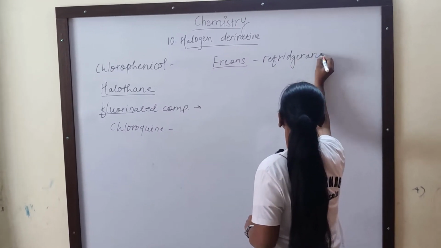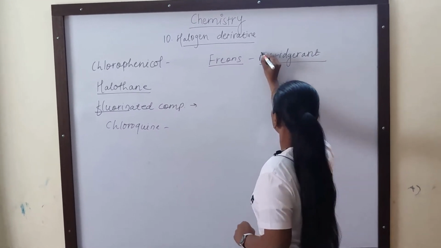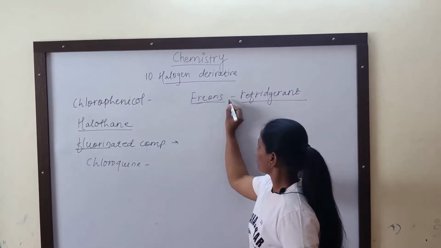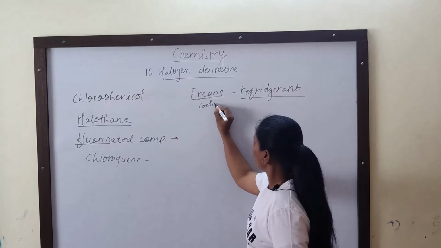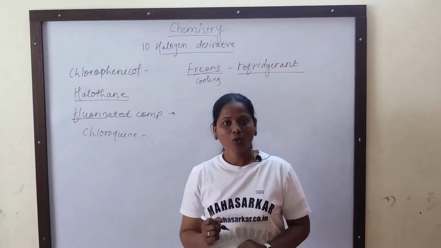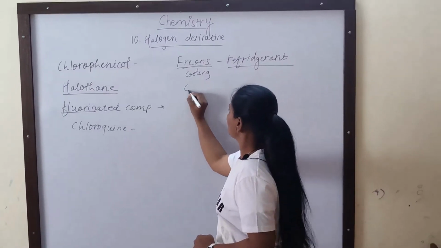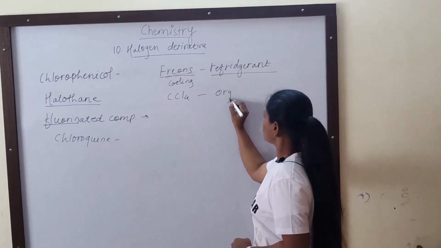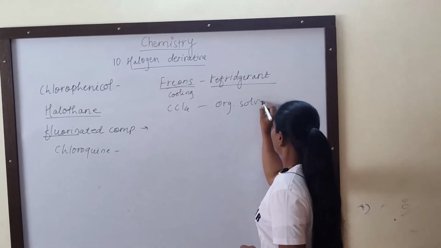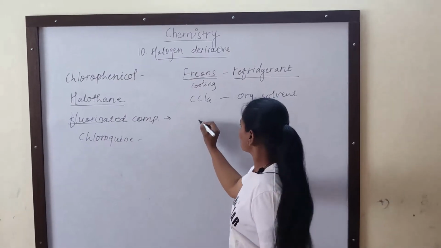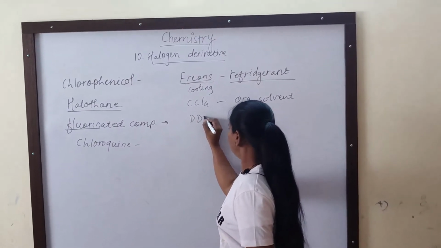Now what is a refrigerant? Whatever fridge or refrigerator we are using, in that, the freons work as a cooling agent. Next one is carbon tetrachloride. Carbon tetrachloride is used as an organic solvent in many chemical reactions. Okay. Next one is DDT.